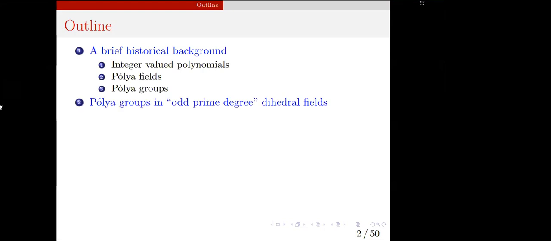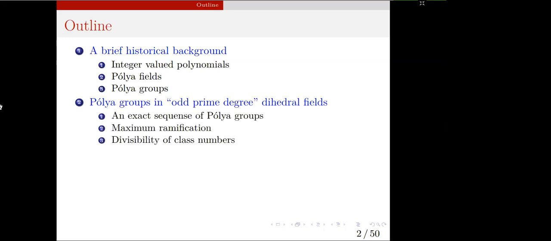And then using some results, I will talk about Pólya groups in odd prime degree dihedral fields. By an odd prime degree dihedral field, I mean a number field K with extension degree l, for l an odd prime, such that the Galois closure of K over Q has the Galois group isomorphic to D_l, the dihedral group of order 2l.